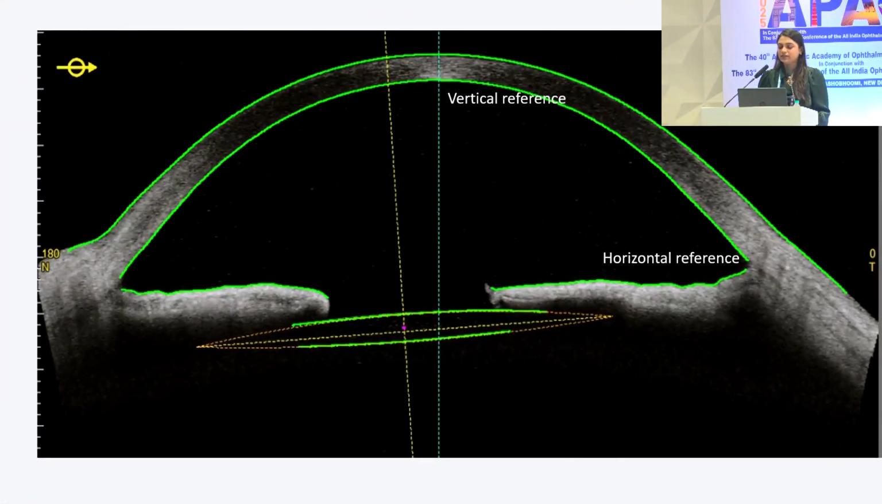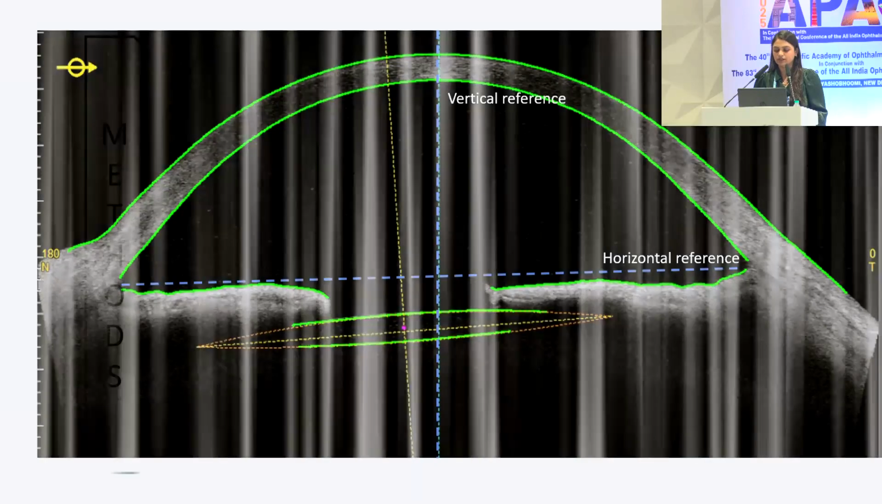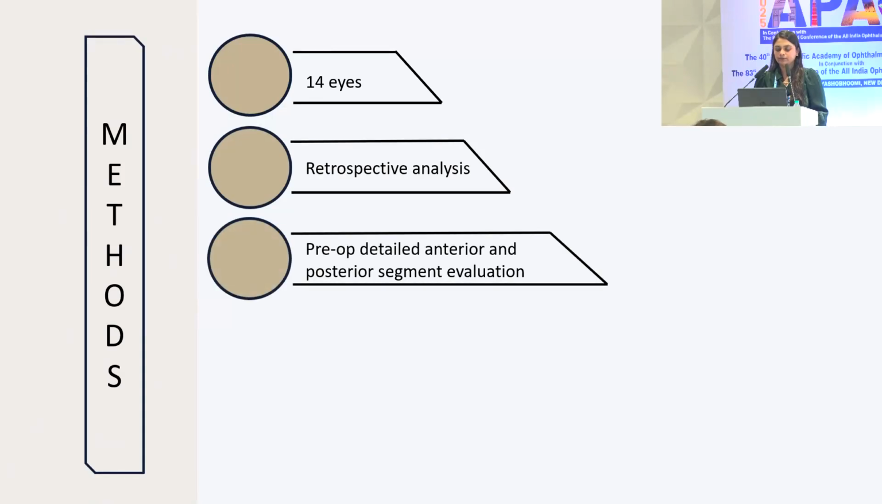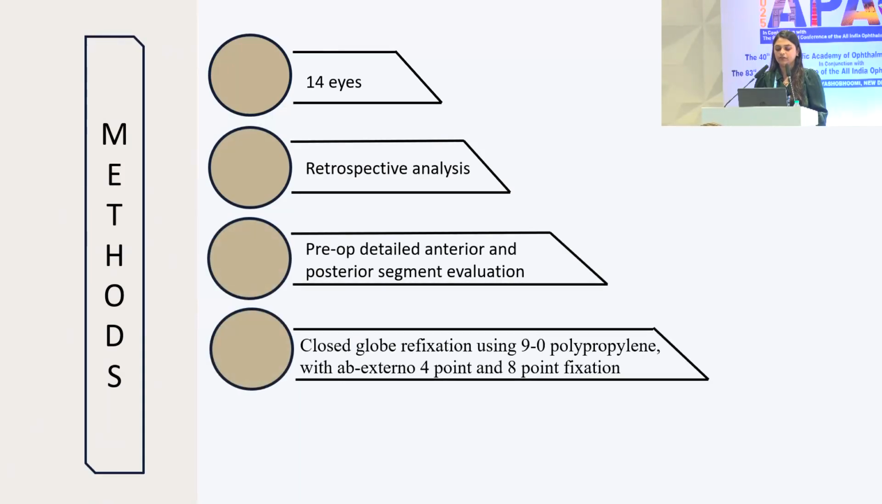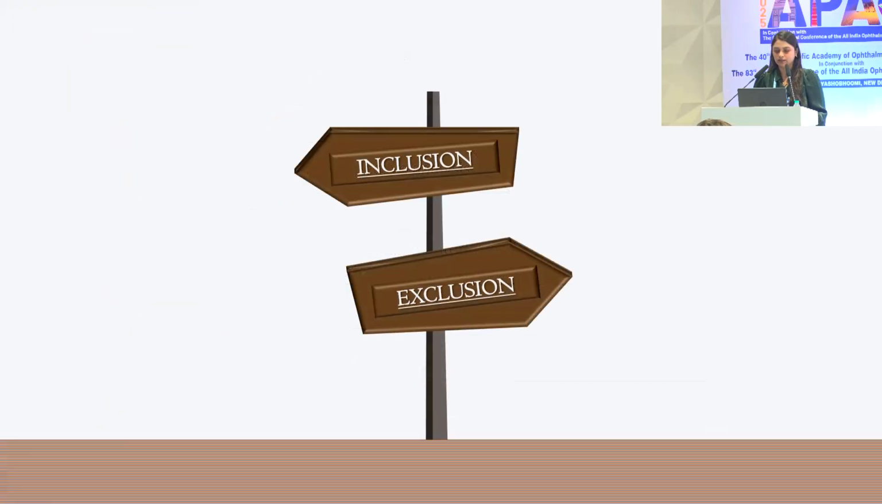So we quantify these results based on AIOS2025, which is a non-invasive and non-contact technique which provides qualitative and quantitative analysis. The corneal vertex is used as a vertical reference line, and the line passing through both the iridocorneal angles is used as the horizontal reference line. So basically, this is an interventional case series conducted at a tertiary care center in which 14 eyes of 14 patients are analyzed retrospectively over a year and a half. All patients underwent closed loop refixation with 9-0 polypropylene suture, and 3 months post-operatively the analysis was made.